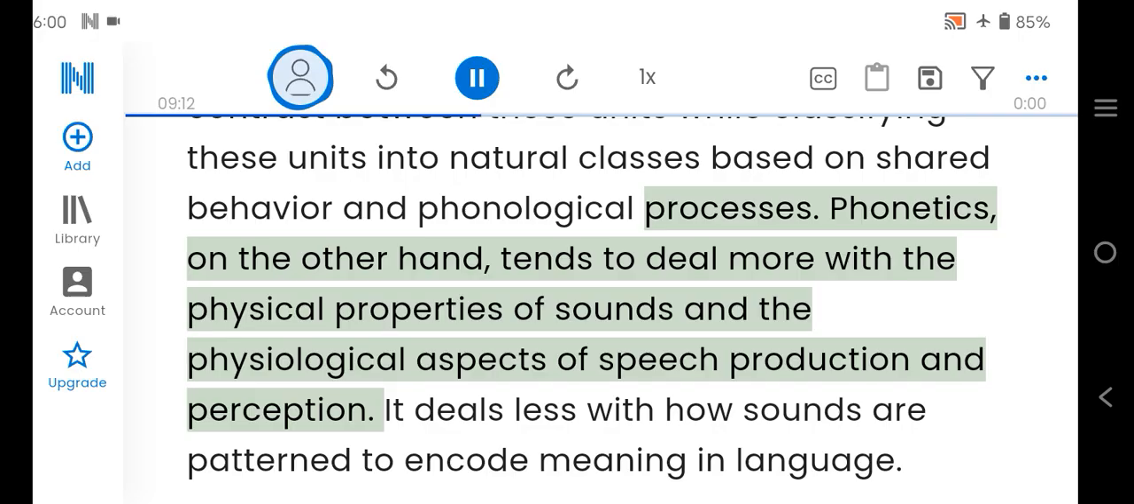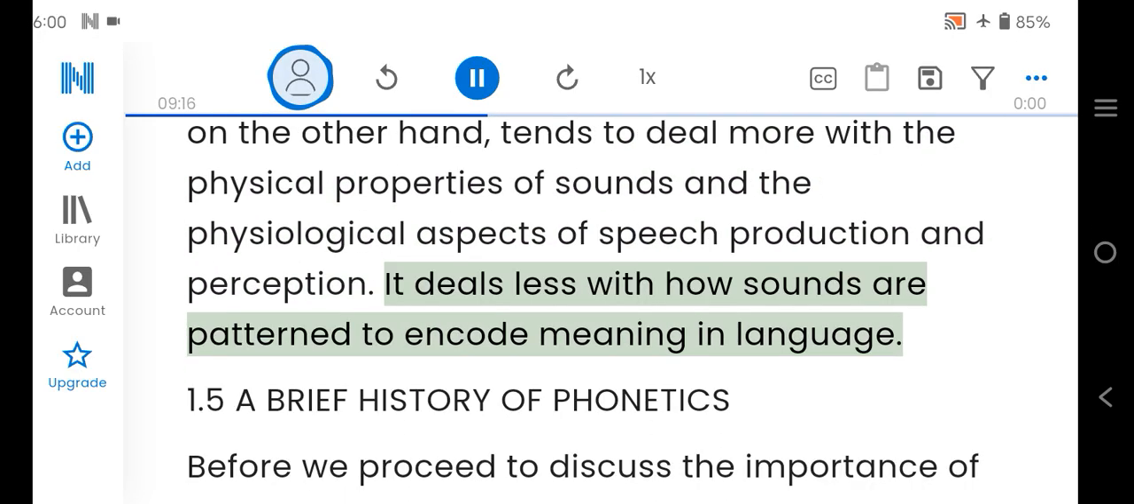Phonetics, on the other hand, tends to deal more with the physical properties of sounds and the physiological aspects of speech production and perception. It deals less with how sounds are patterned to encode meaning in language.